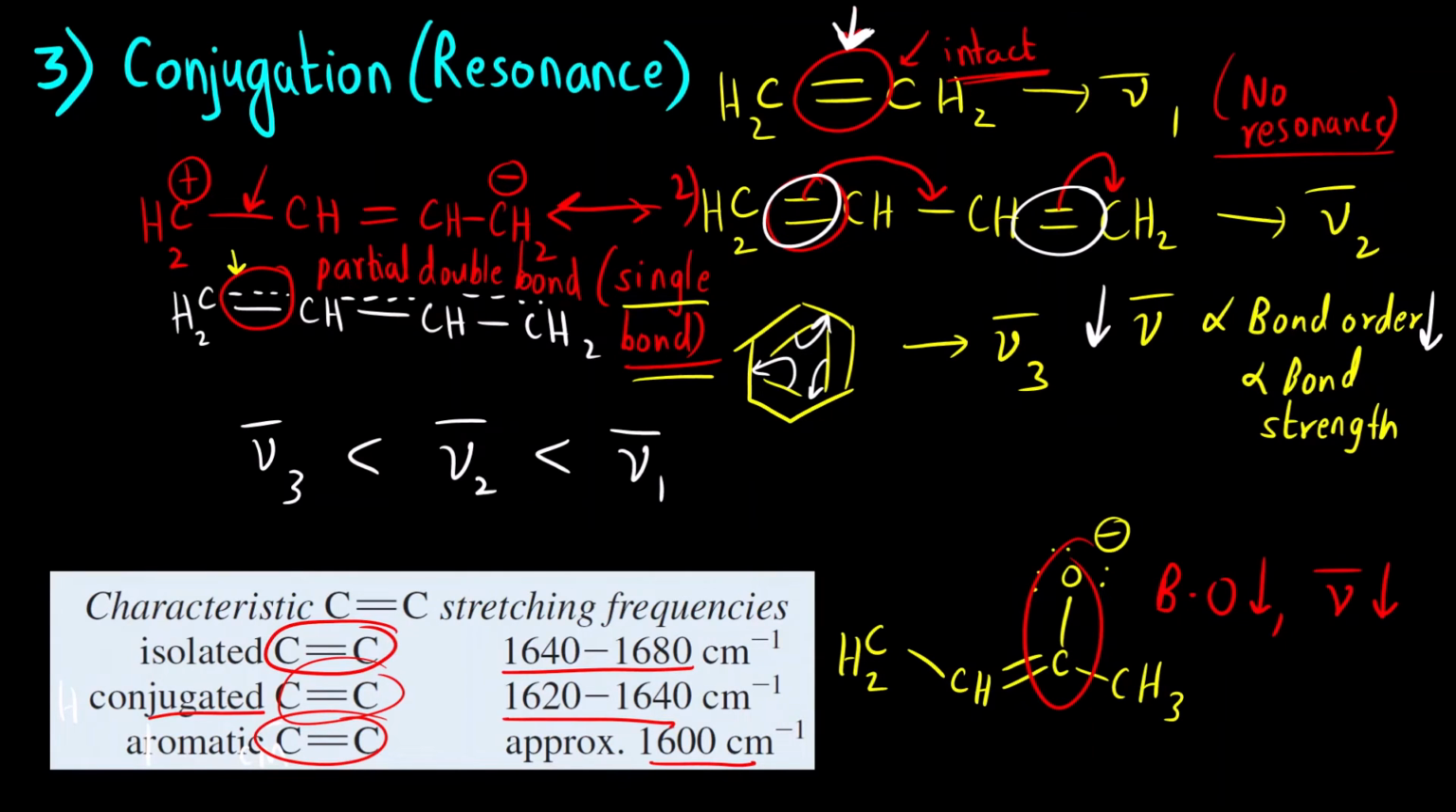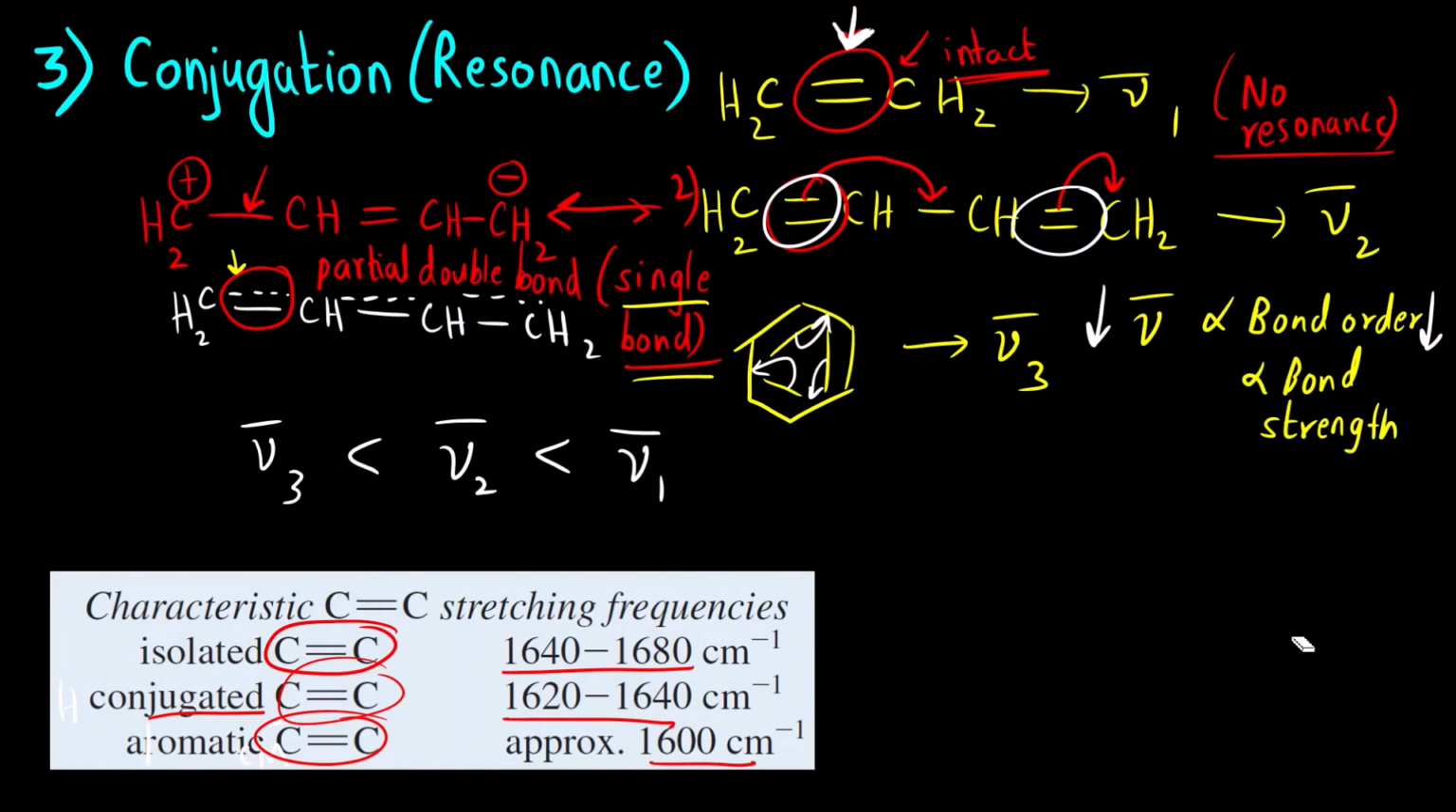Now let us try to understand if there is an electron withdrawing group present. Suppose I have one example. Let's say again I take acetone, and now at the alpha position I attach an electron withdrawing nitro group. C double bond O CH3.